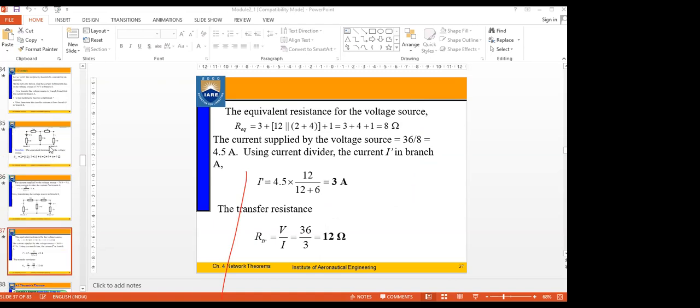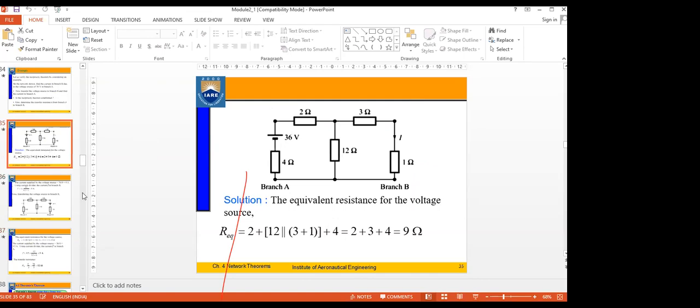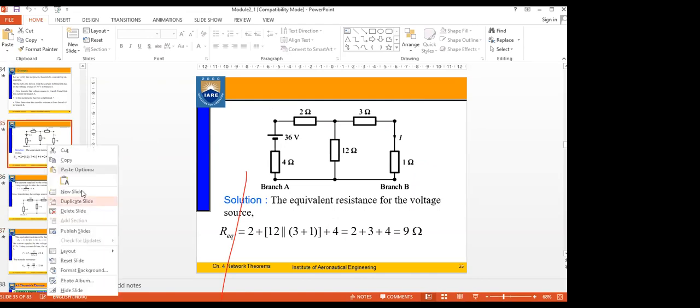Can you show the values for the first circuit, sir? Values remain the same. Yeah, all the values are the same.